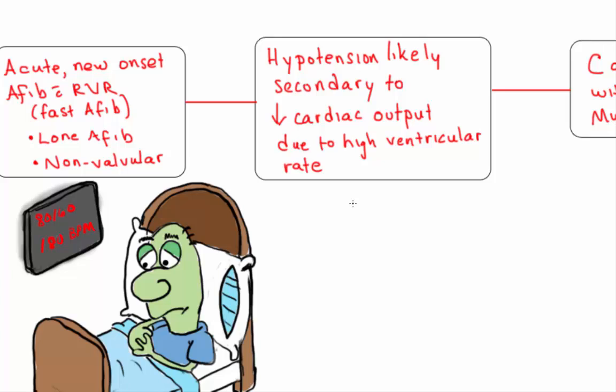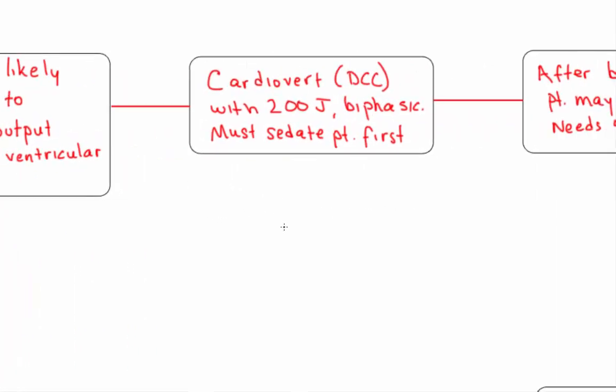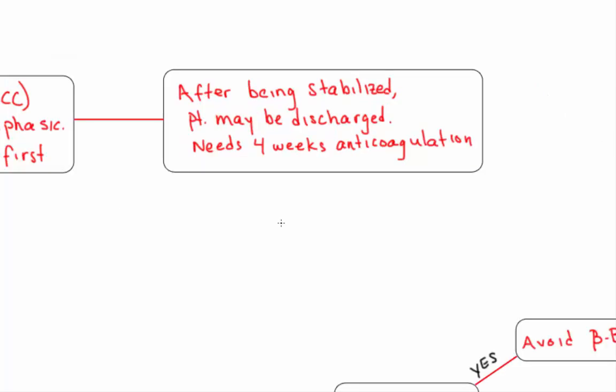So in the case of acute Afib, or lone Afib, which is Afib not due to any cardiac reason, this extreme tachycardia and decreased cardiac output is going to lead to hypotension. So in this case, the best way to fix the patient is going to be to go ahead and cardiovert them. You're going to have a much higher rate of success with cardioverting lone Afib, so the non-cardiac origin. Okay, so now at this point we've cardioverted them. After they're stabilized, we can most likely discharge the patient.